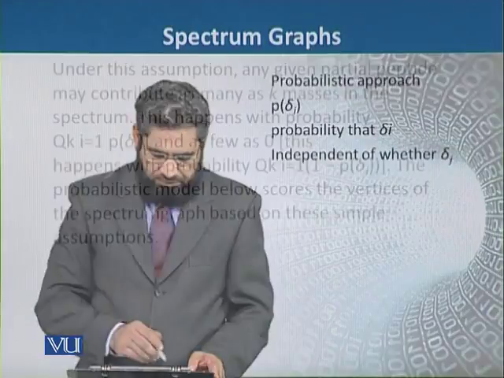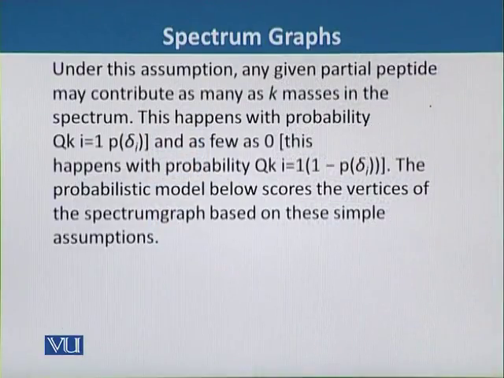independent of each other. So under this assumption, any given partial peptide may contribute as many as k masses in the spectrum, and this happens with probability p, and as few as 0, and this happens with the probability 1 minus p delta ij. So the probabilistic method below scores the vertices of the spectrum graph based on these simple assumptions.